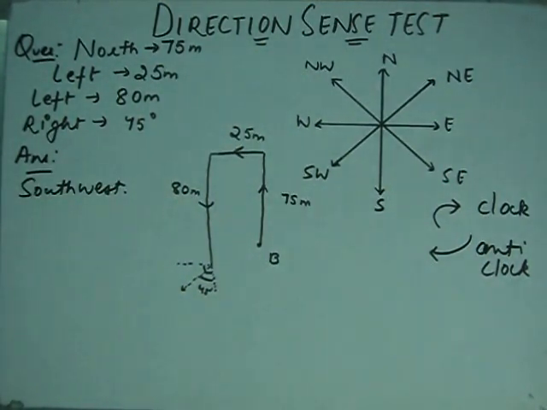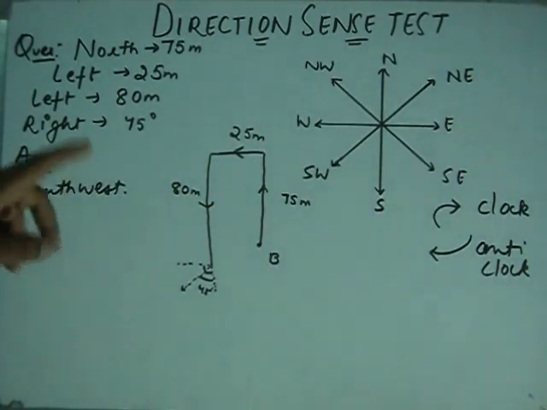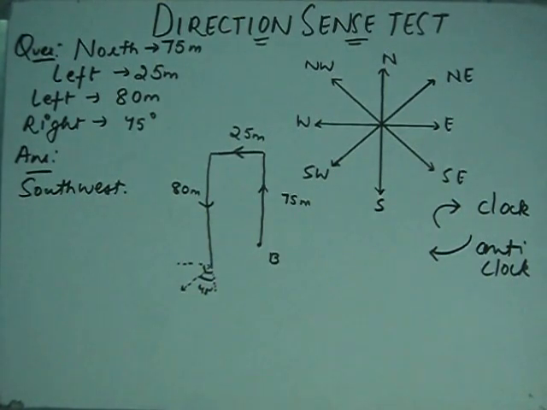It's quite simple when you take the help of this diagram and clockwise, anti-clockwise arrows, and imagine yourself at that point. Okay, that's all about direction sense test. In this we discussed the concept, we discussed numericals, and after watching this video I am pretty sure that you would be able to solve questions related to direction sense test.